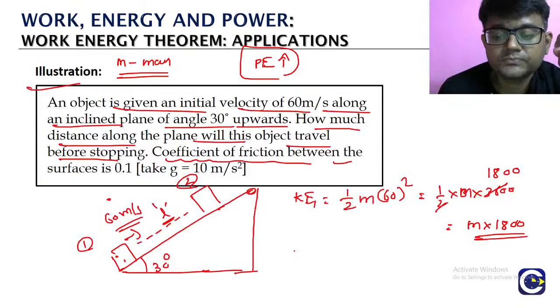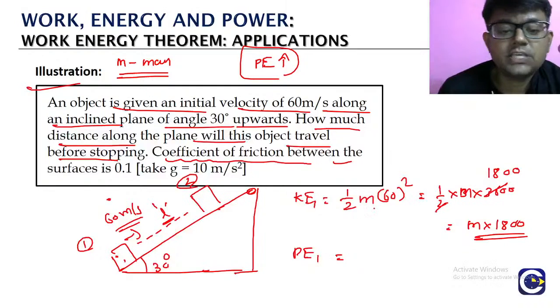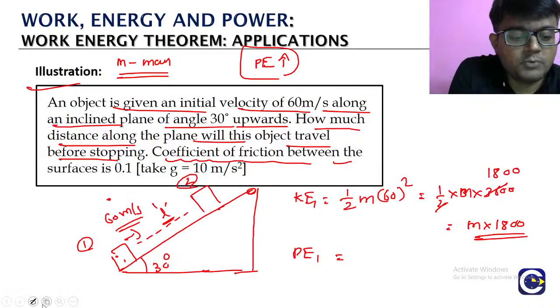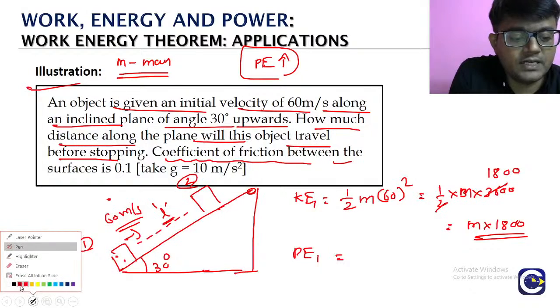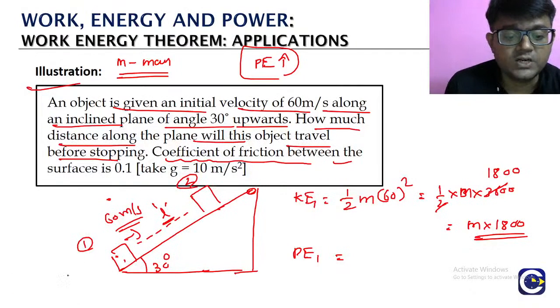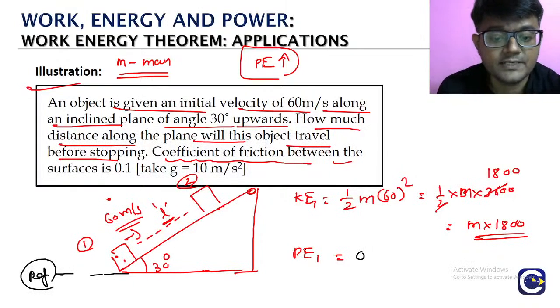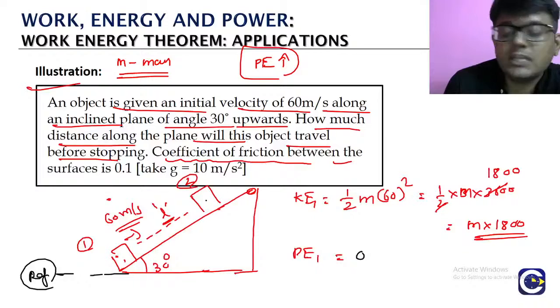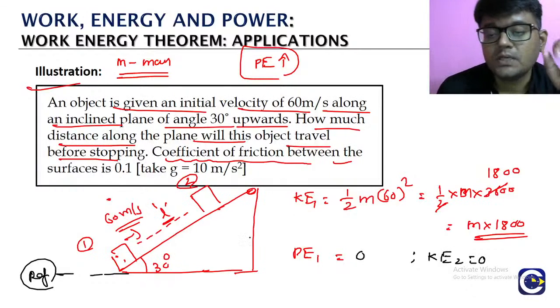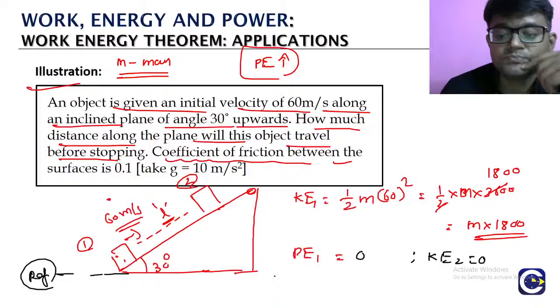What about the potential energy? We will take the bottom point as the reference. Generally we take the surface of the earth or the bottommost point as the reference. So we'll take this as the reference line. The gravitational potential energy of the block will be initially 0, because it is at the reference line. Finally it ends up at point 2. At point 2, the kinetic energy is 0, because it is stopping. What about the potential energy at point 2?